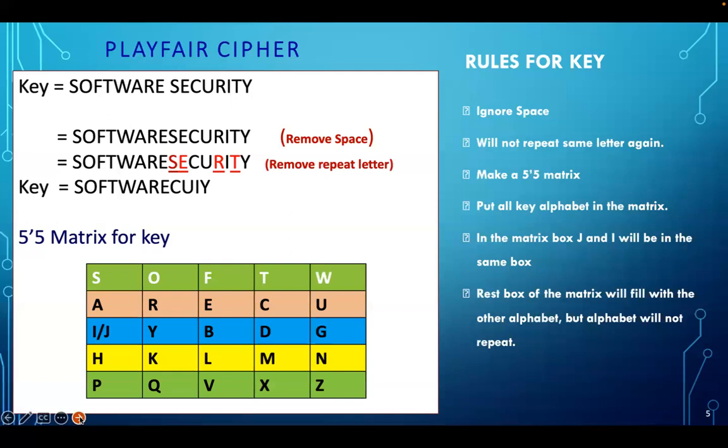Then we have to make a 5 by 5 matrix for our key. In this matrix, we have 25 boxes and we have to fill them with our key first, which is SOFTWARECU. And we have to put I and J in the same box. This is our rule. Then after putting Y, we put the rest of the alphabet there, but we make sure that all letters are unique. There will be no repeated letter there.